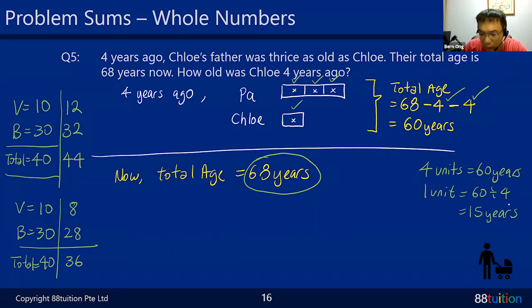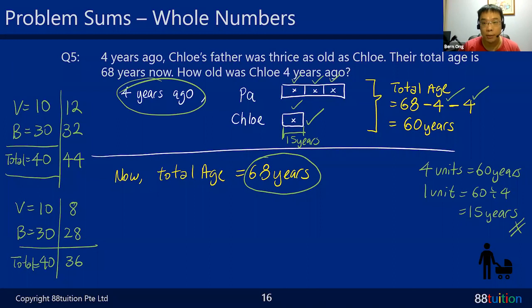All right. So how old was Chloe 4 years ago? Victoria, you got it already. One time is for Chloe, the other time is for father. Yes, smart girl. Now you understand. So 1 unit is 15 years old. This is 15 years old, right? This is what the question wants, right? Question is asking how old was Chloe 4 years ago? 4 years ago, this is the answer. So answer is 15 years.